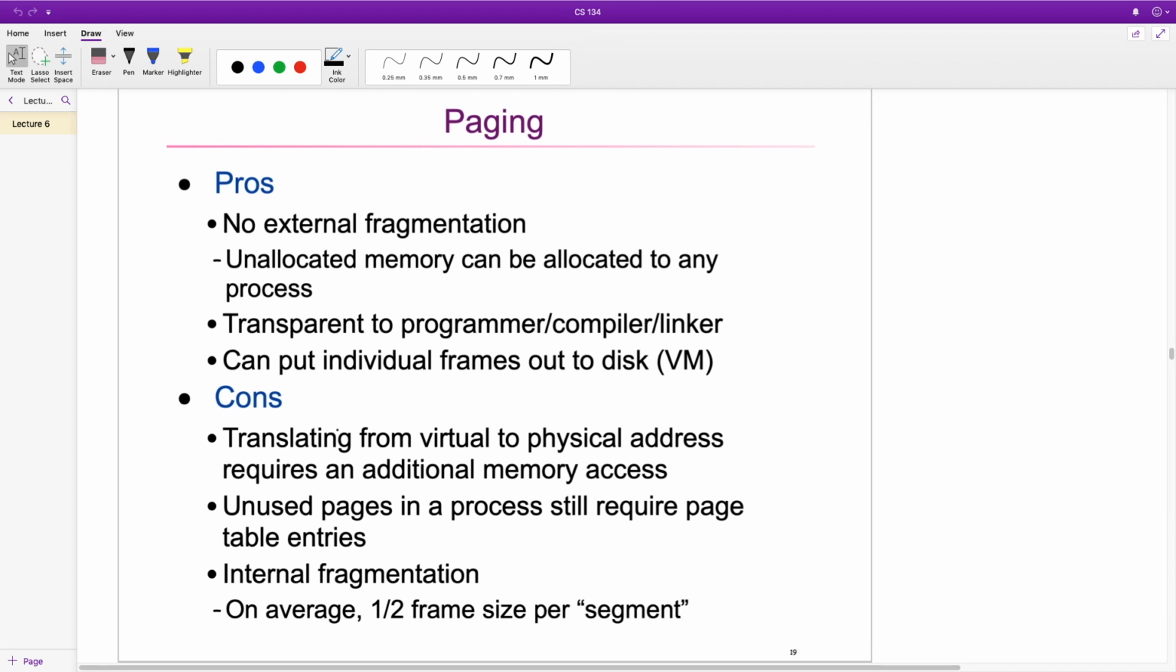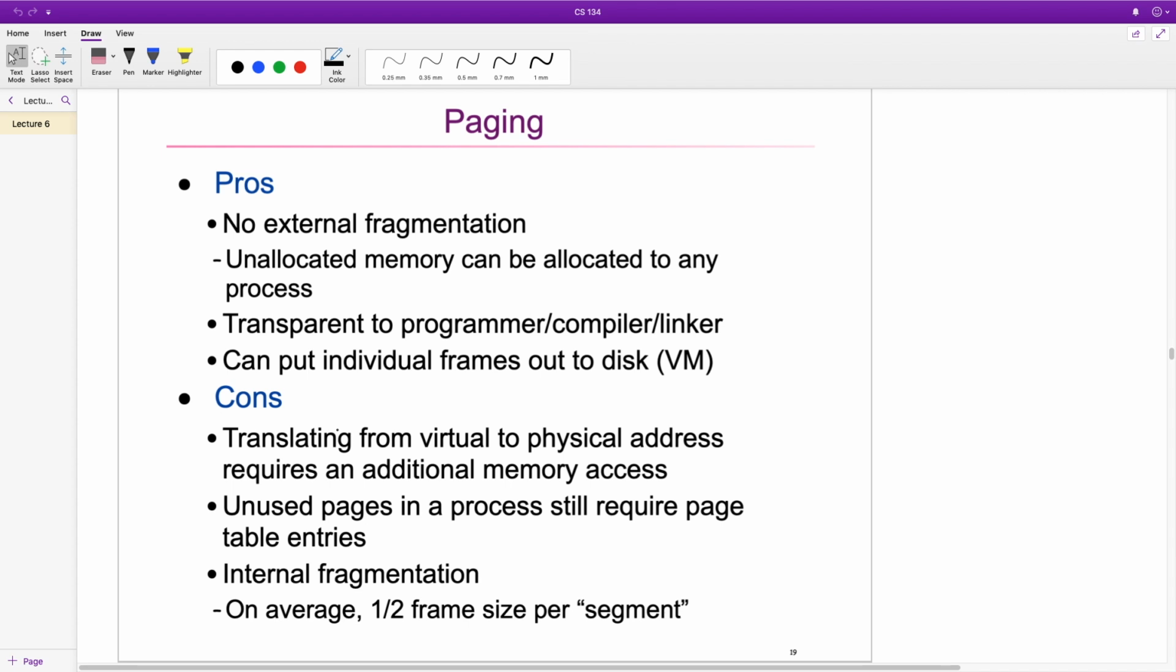This requires an additional memory access. We'll talk about this. It is actually a big problem, and it's why we have another kind of cache that we'll talk about on Wednesday. Unused pages in a process still require page table entries. We have a workaround for that, which is two-level page tables. And we do have internal fragmentation.